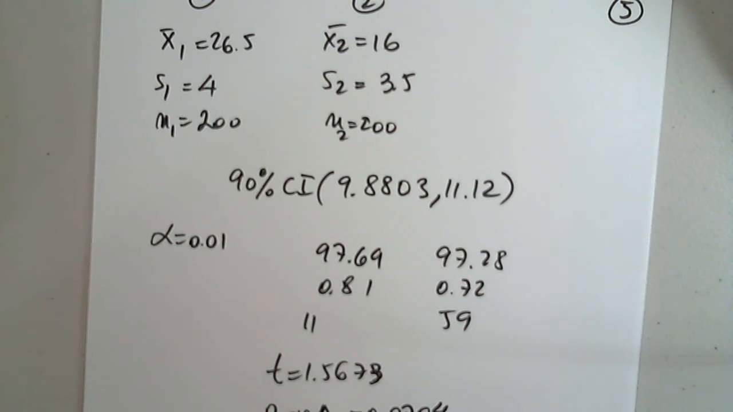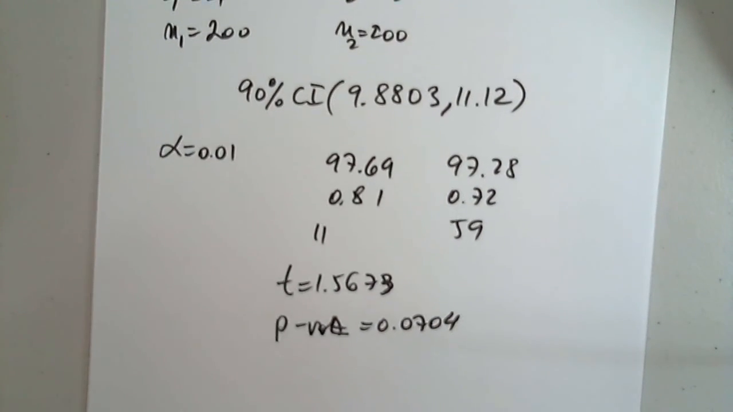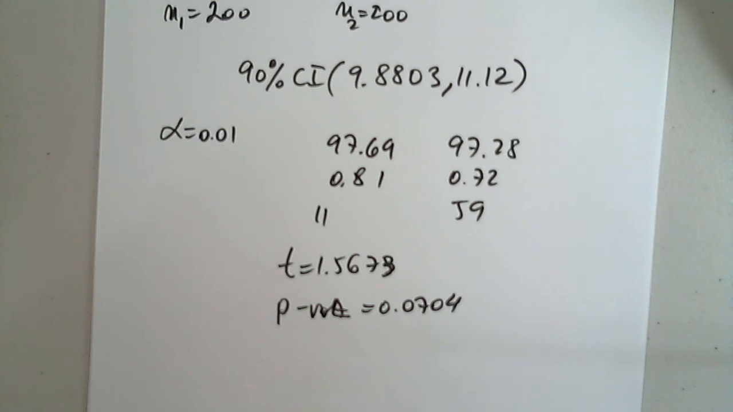Now we want the p-value. They want 3 decimal places, 0.070. Okay, and then conclusion. So alpha was 0.01. Alpha is 0.01 and the p-value 0.070. So what do we conclude? And I'll stop after this.